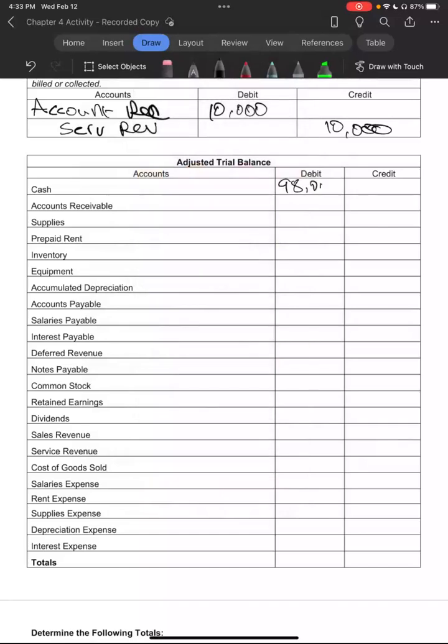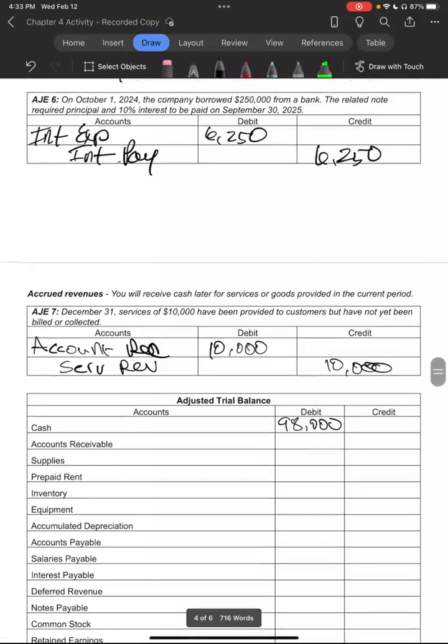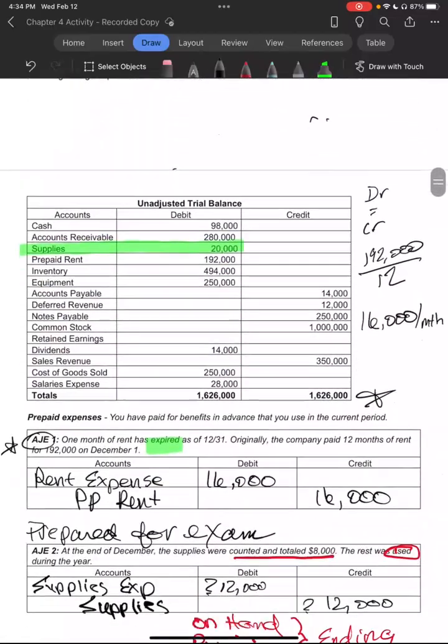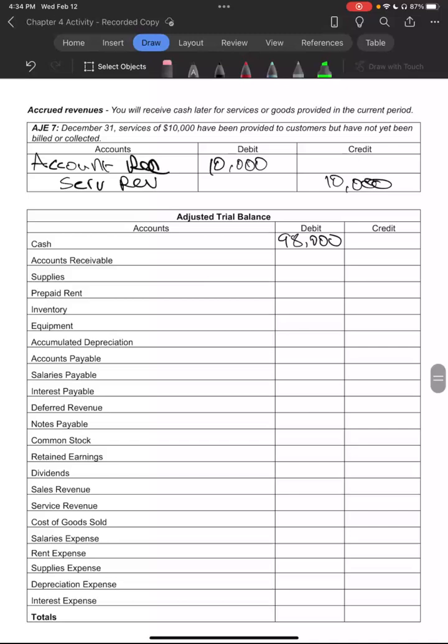We write that right there, $98,000. Okay, then we'll move on to AR. Did we impact AR in any of our adjusting journal entries? And we did. We did it right here by 10,000. So if we scroll back up, we can see what AR was originally, 280,000. So we are going to add 10,000 to that from right here, and that is going to be $290,000 now.